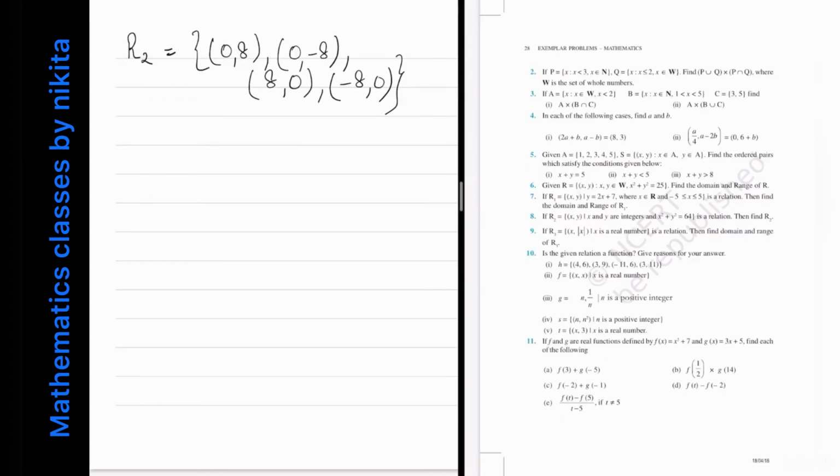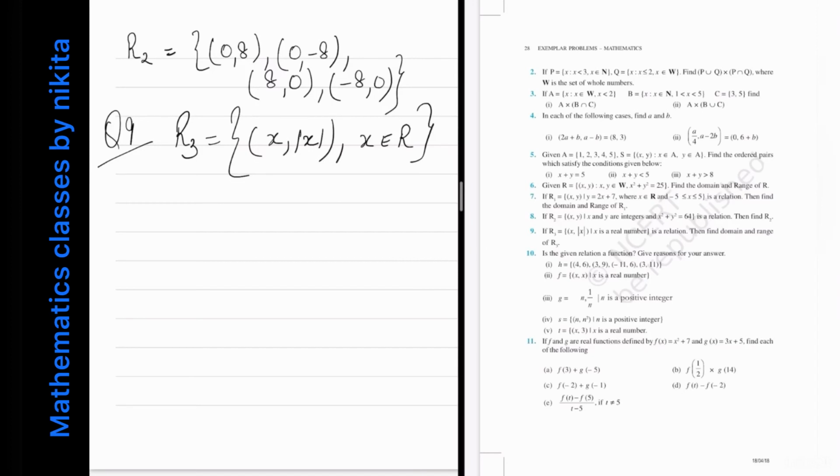Now let's do question number 9. So question number 9 says that if R3 is equal to x comma mod x, where x is a real number, and it is given to be a relation, then you have to find the domain and the range of R3. So first of all, what is R3? R3 is equal to all those x comma mod x such that x is a real number. You have to find the domain and the range of this relation.